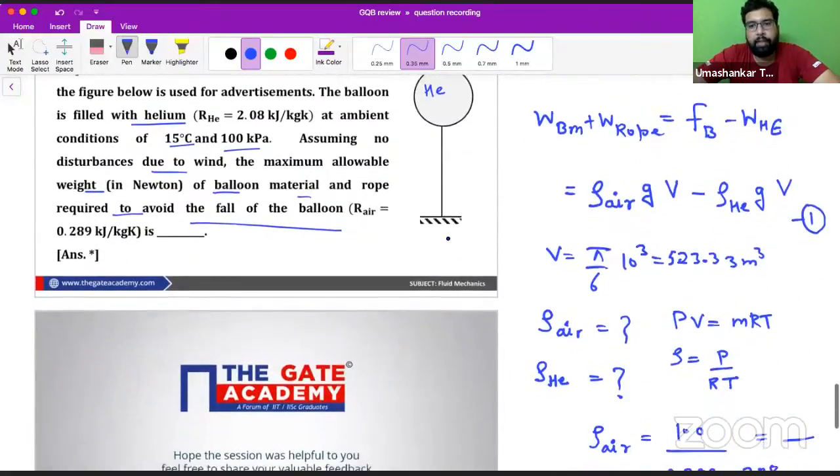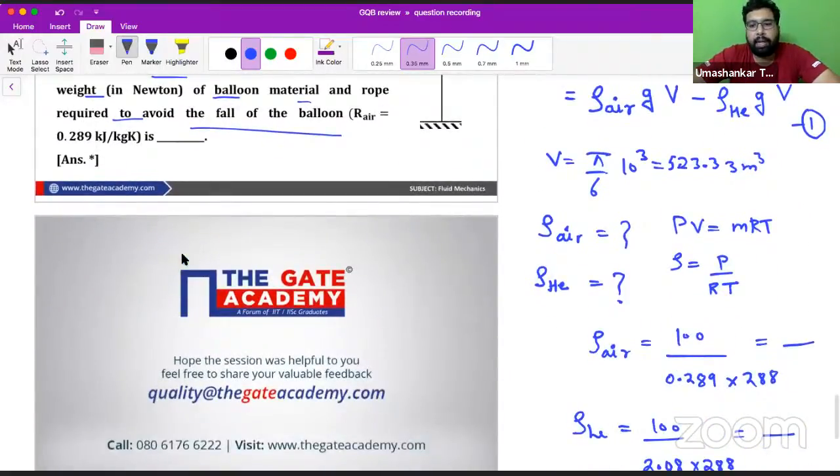So when we put everything in, how much will we be getting? We'll be getting 5305 Newton as the answer. So have we understood this question, my dear? Is it fine to everyone? Please answer me.